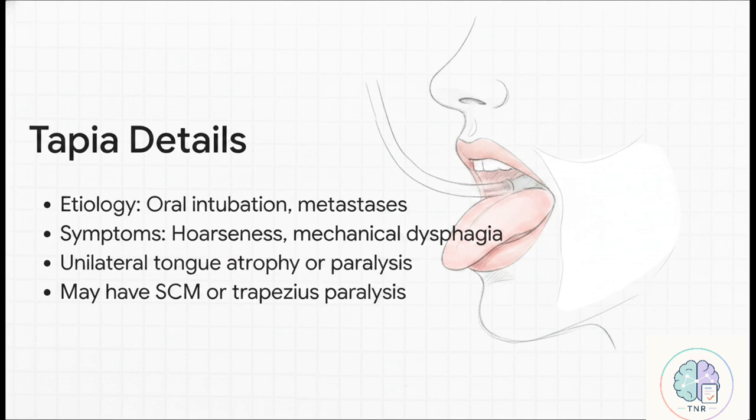Symptomatically, because nerves 10 and 12 are hit but the palate is spared, patients present with severe hoarseness and a very specific mechanical dysphagia. Basically, it's caused by incoordination between the tongue and the food bolus. You're also going to see unilateral tongue atrophy, and depending on if nerve 11 got caught in the crossfire, you might see sternocleidomastoid and trapezius paralysis too.